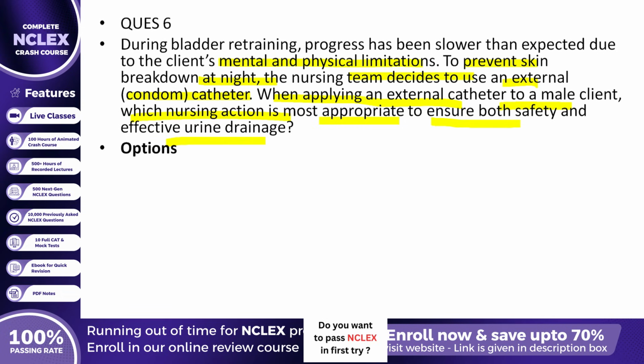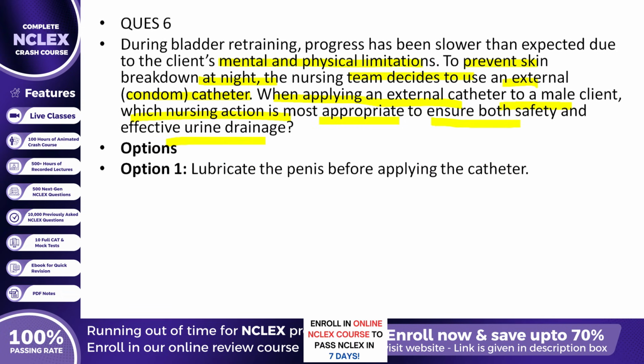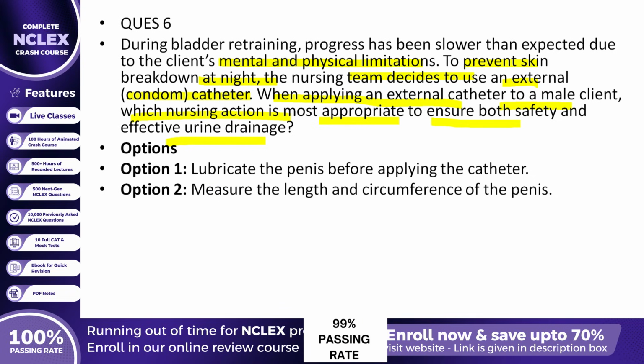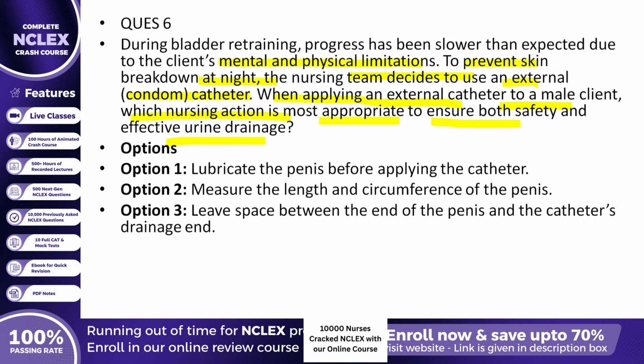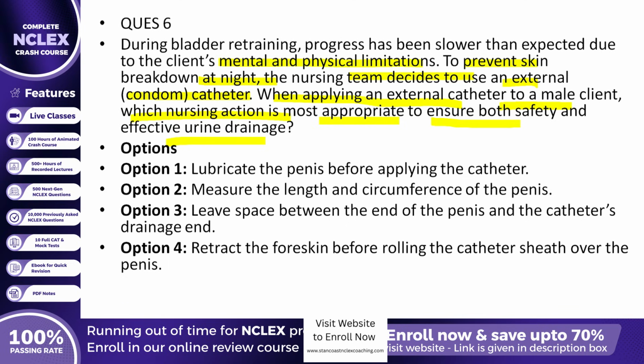Moving into the options for this scenario, Option 1 suggests lubricating the penis before applying the catheter. Option 2 advises measuring the length and circumference of the penis before use. Option 3 recommends leaving space between the end of the penis and the catheter's drainage end. And Option 4 suggests retracting the foreskin before rolling the catheter sheath over the penis. Now transitioning to the correct answer, the best choice here is Option 3. Leave space between the end of the penis and the catheter's drainage end.